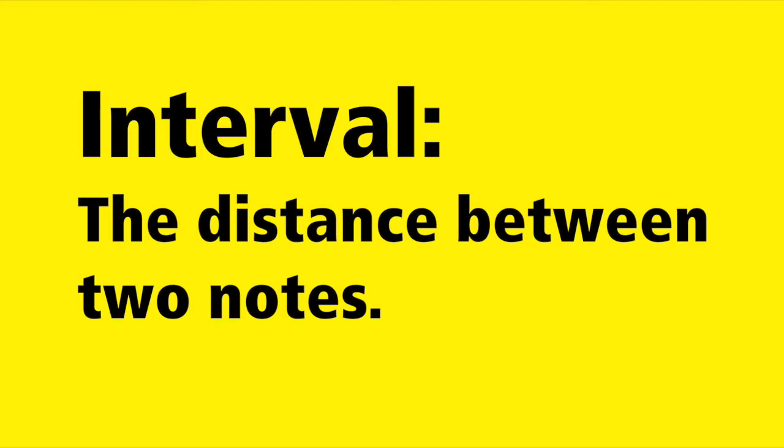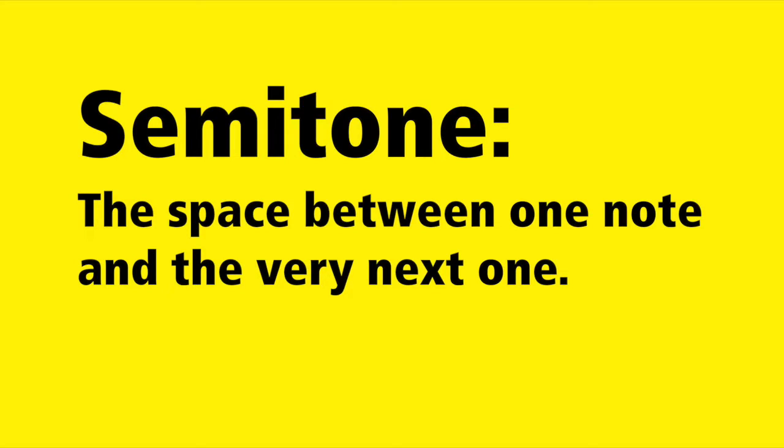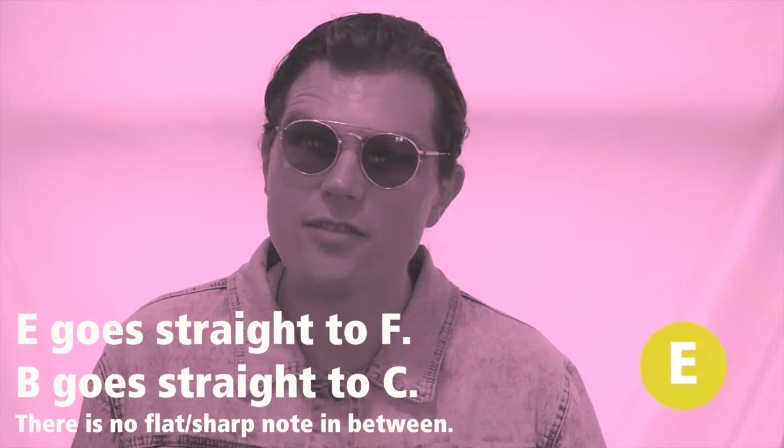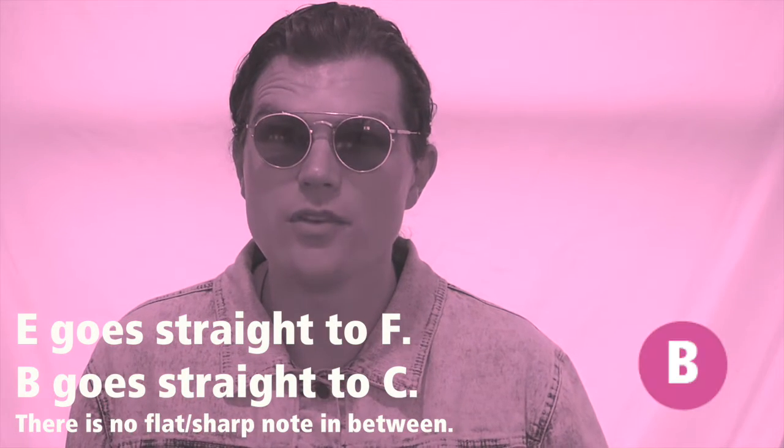So the distance between two notes is called an interval. And so far we've just been looking at the smallest interval in music, going straight from one note to the next. That's called a semitone. For example, going from C to C sharp, or E to F, because there's nothing in between. Exactly. Each of the 12 notes is separated from the next one by a distance that's called a semitone. That semitone sounds kind of ominous. I think it's freaking me out.